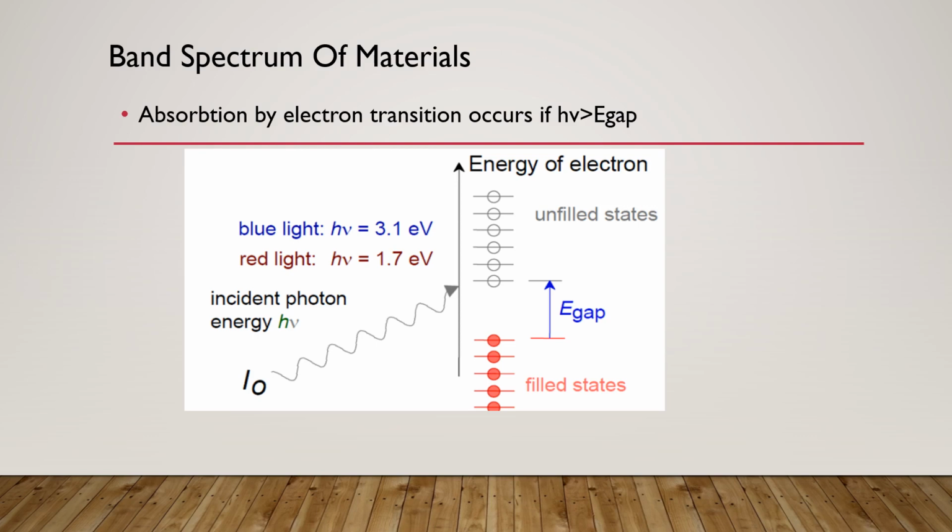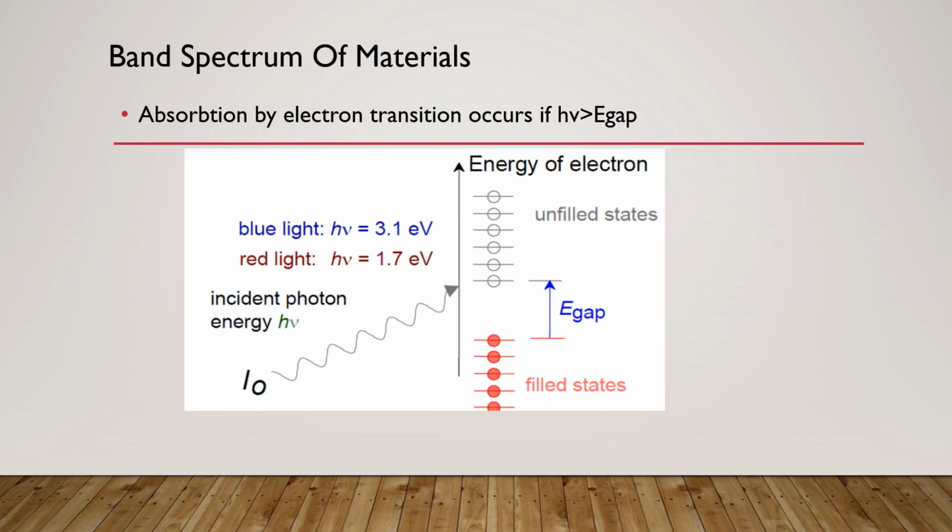The unfilled states appear as hollow bubbles, which means that electrons are not present in these states. These unfilled states are known as the conduction band, and the filled states are known as the valence band, and the energy gap is present in between these two.